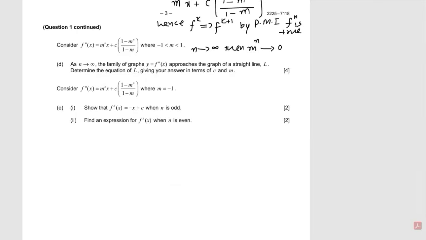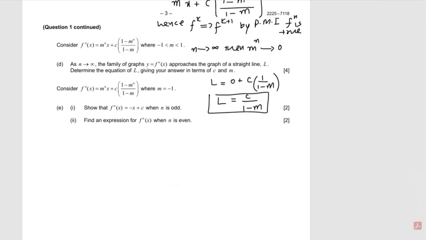So my expression will now look like f of, they're saying a straight line L. So let's just say, since n approaches infinity, this approaches a straight line L. This becomes a 0 plus c and 1 over 1 minus m. So I can write it like c over 1 minus m. Well, that can be a horizontal straight line, right?